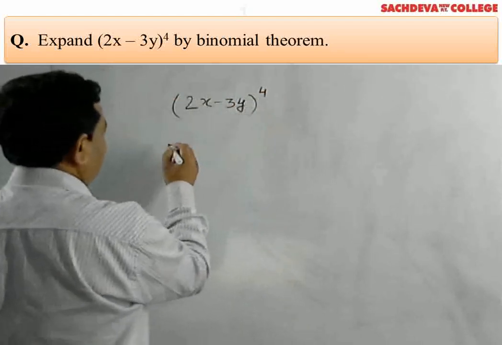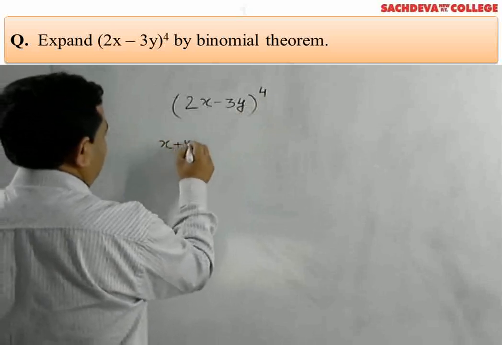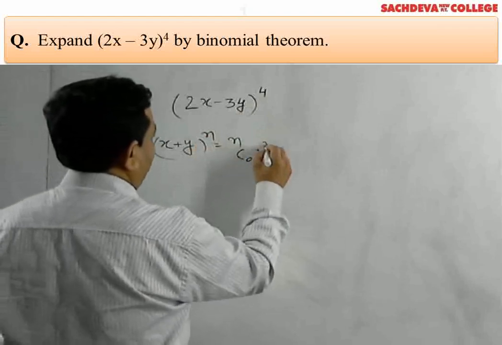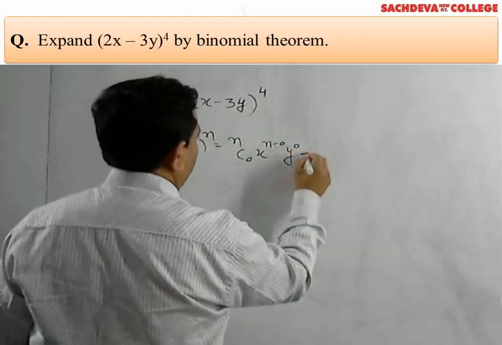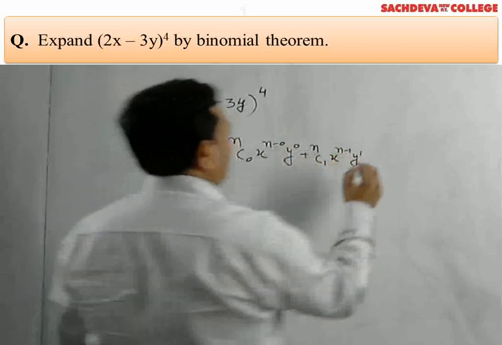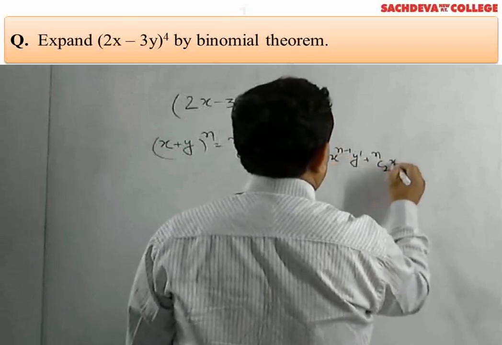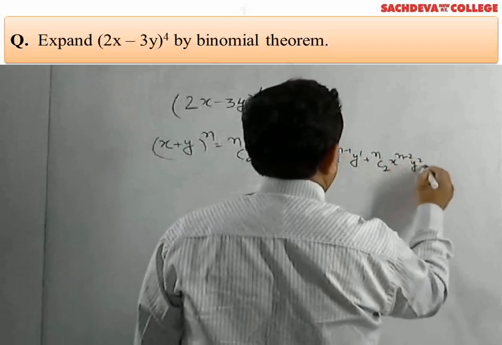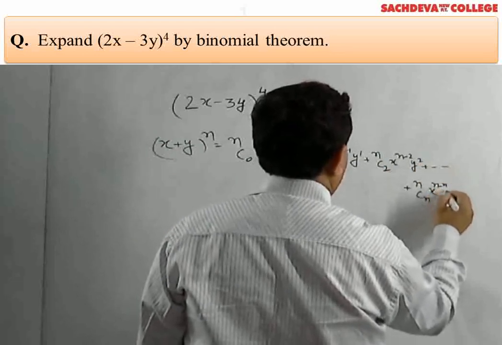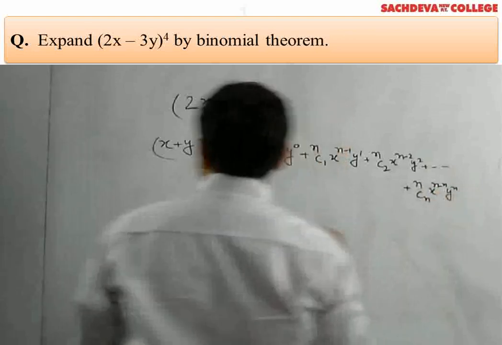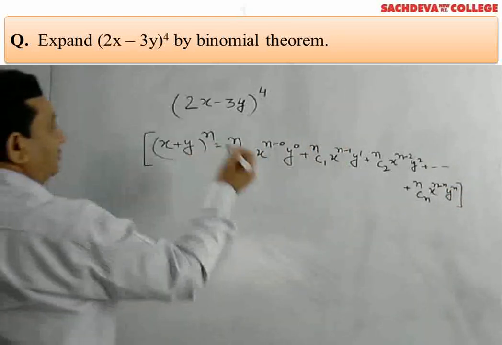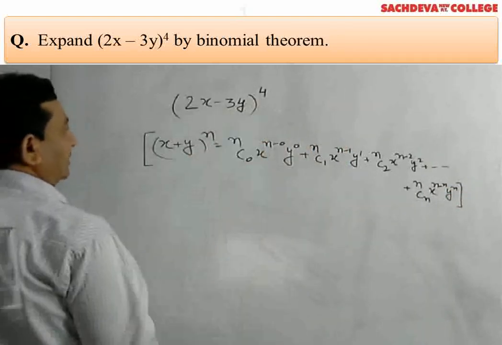We know that binomial theorem is (x plus y) to the power n is equal to nC0 x to the power n minus 0 y to the power 0 plus nC1 x to the power n minus 1 y to the power 1 plus nC2 x to the power n minus 2 y to the power 2 plus and so on plus nCn x to the power n minus n y to the power n. This is binomial theorem. Using binomial theorem, we expand this expression here.